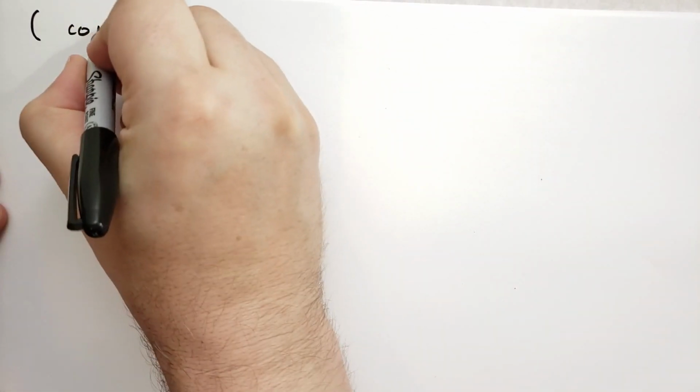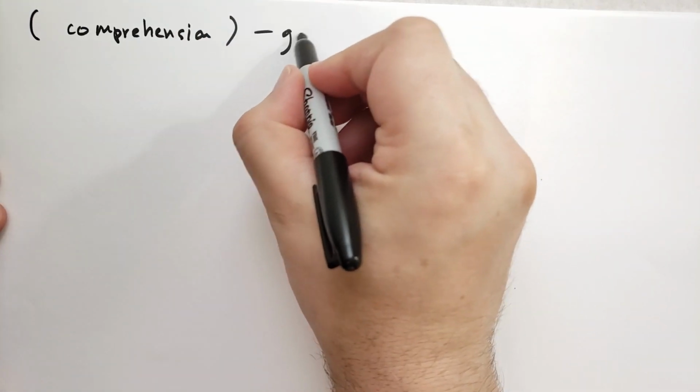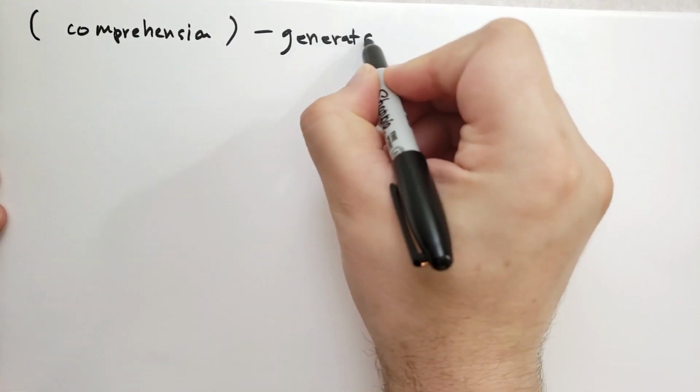I've introduced comprehensions in a previous video, and we learned how to write a generator expression using a comprehension. So that is just a parenthesis with a comprehension on the inside, followed by another parenthesis. And this gives you a generator expression.